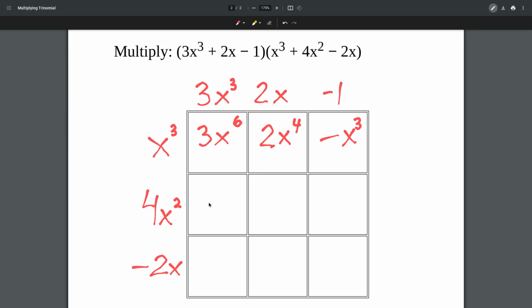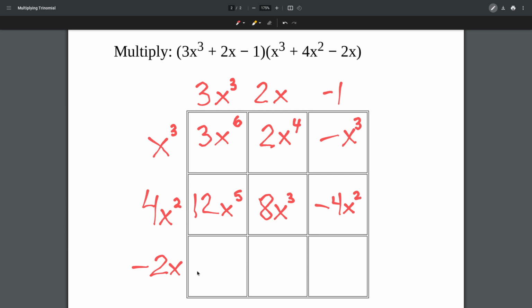Okay, then we do 3x cubed times 4x squared. That's 12x to the 5th power. Then 4x squared times 2x, that's 8x cubed. Then 4x squared times minus 1, that's minus 4x squared.